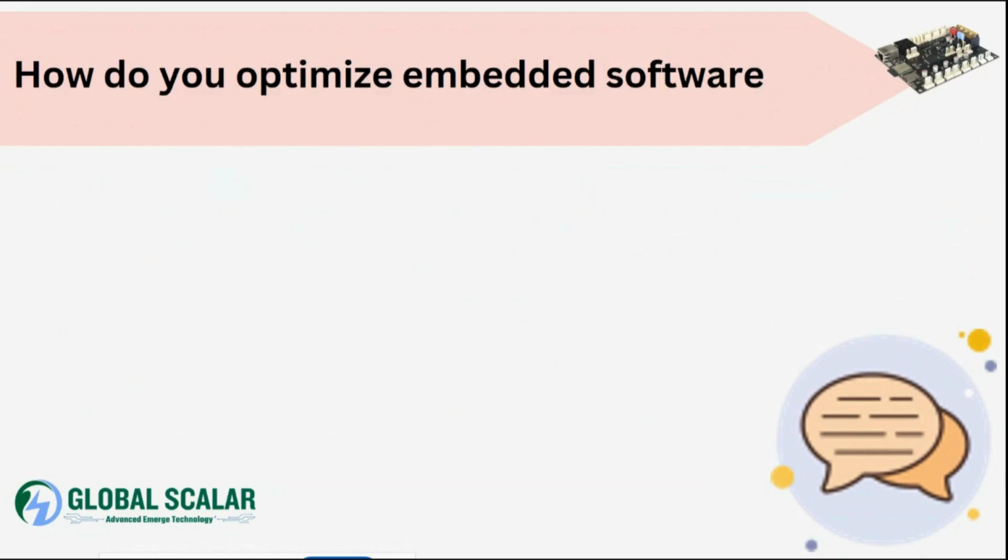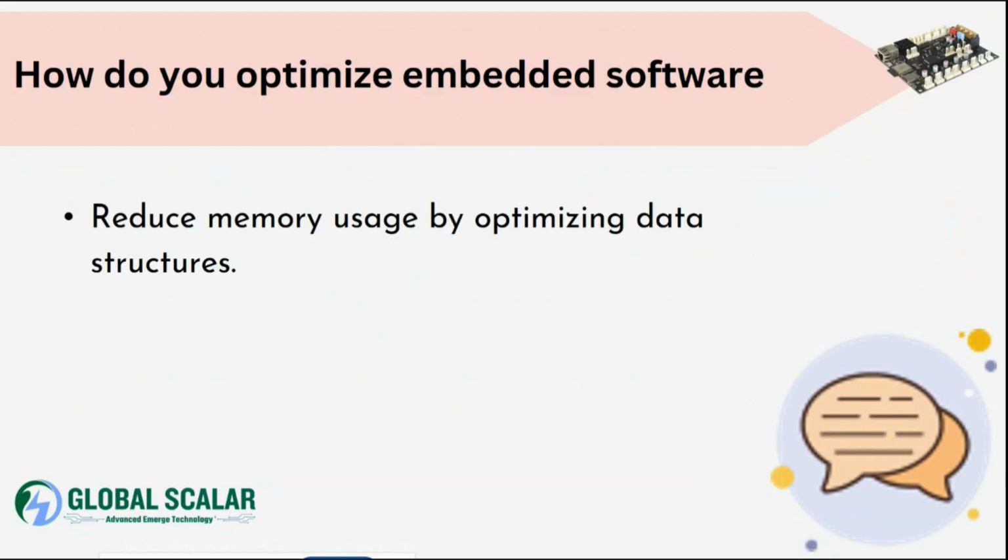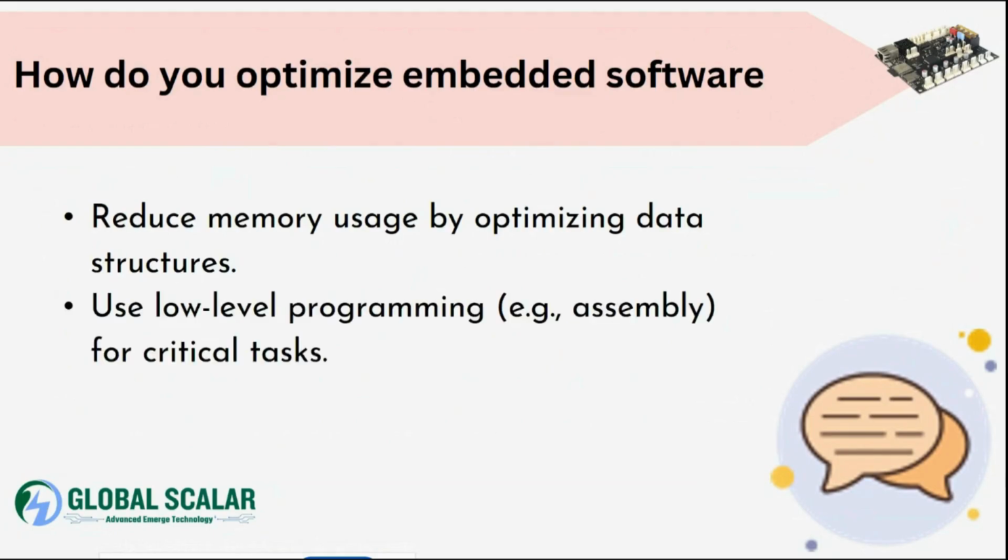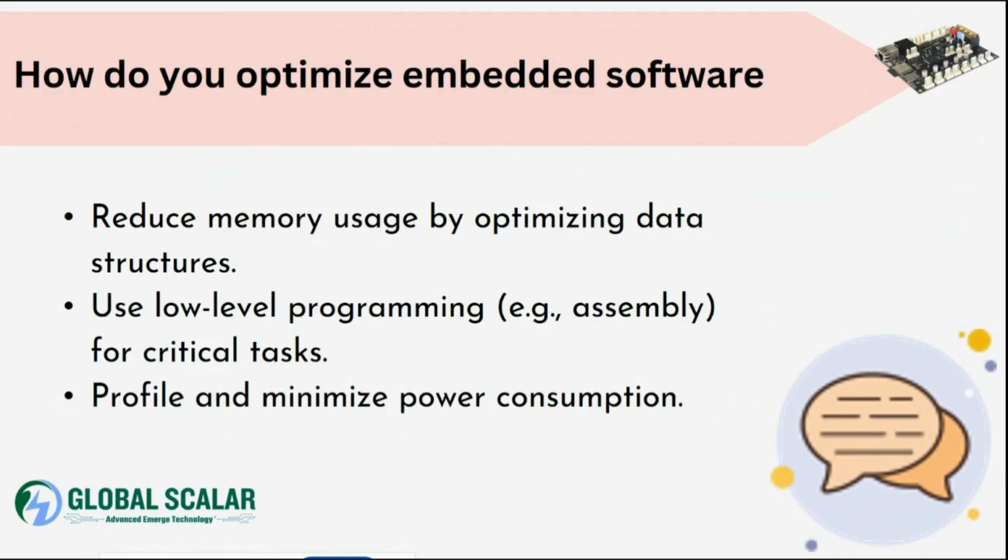How do you optimize the embedded software? We need to reduce the memory usage by optimizing the data structures. We need to use a low-level programming language. It should be timely and responsive, and we need to ensure that the critical tasks are accurate, real time, and activated on time. The functioning of the logic of the hardware or software is very important, and that should be designed in a lower level language. Moreover, minimizing the power consumption is one factor.